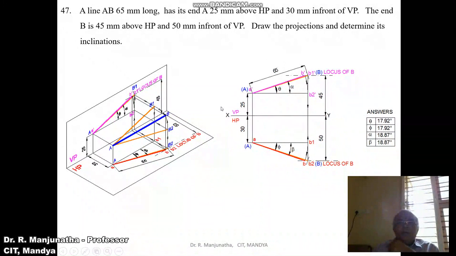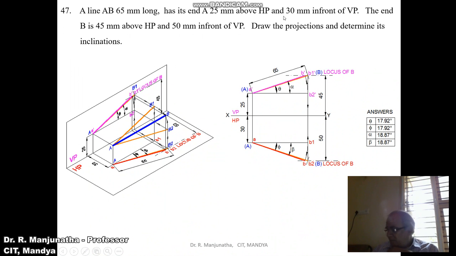We're going to solve this problem by using the sketchbook. First, we will draw the XY line and mark XY, VP and HP. He says the end A is above HP by 25 mm. So from the XY line, you measure above the XY line by 25 mm and draw a horizontal line.